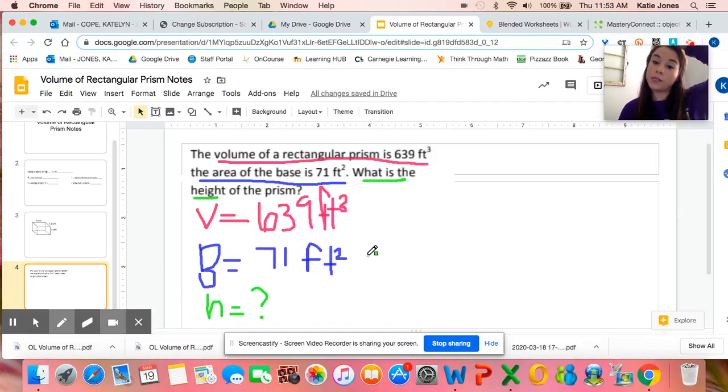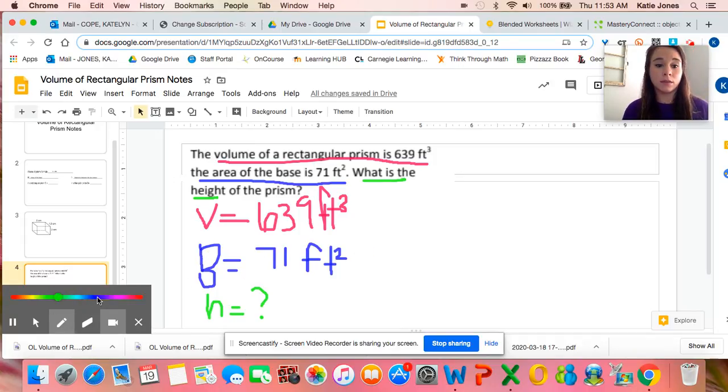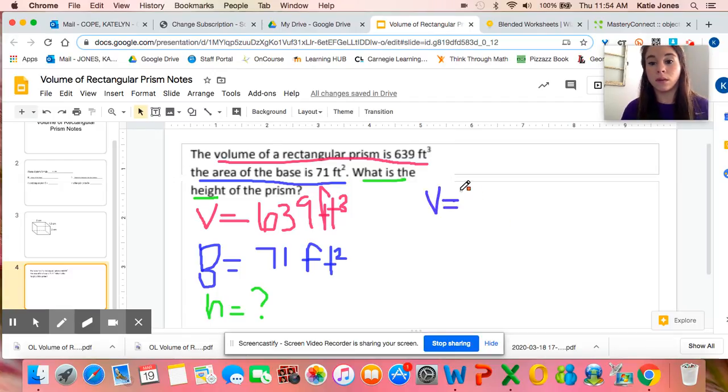So what I recommend you guys do, since we're working backwards, I recommend that you write out your formula. So we have V equals BH, and then we're gonna plug in what we know. And I'm sorry, I'm probably not gonna keep using pretty colors because it's taking forever, and I know you guys are over it. So we have our volume, which is 639, equals, we plug in the area of the base, which is 71, and then we need to solve for H.